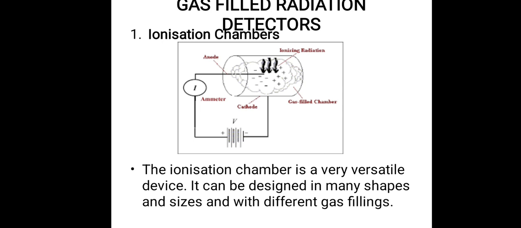This is the ionization chamber diagram, which has a gas chamber filled with gas, and ionization radiation current, which connects to an amplifier, with a cathode plus minus and an anode.